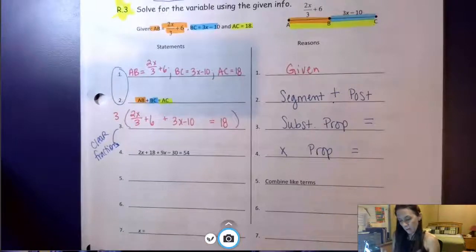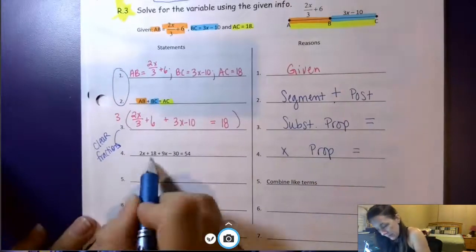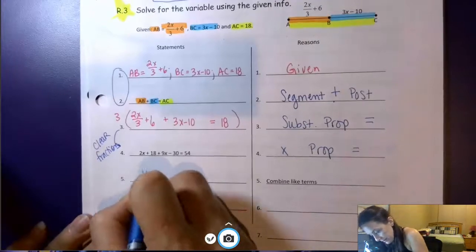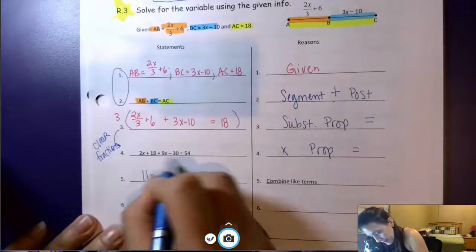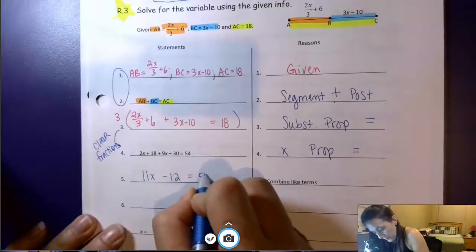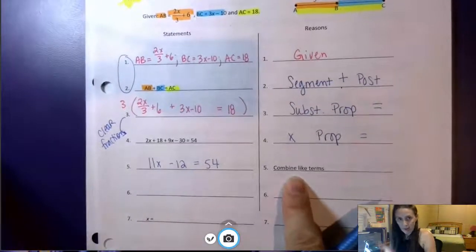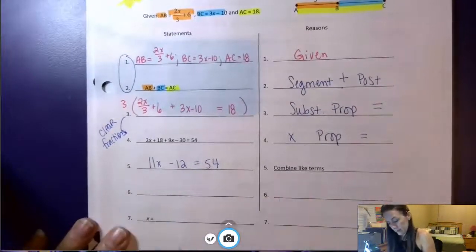Okay, so now, what can I do? Combine like terms. And I'm telling you, I'm giving you some of these steps. Combine like terms over here, I get 11x. 18 minus 30, I get negative 12, equals 54. Now we're just solving an equation. So combine like terms is a valid reason. Combine like terms on the side.